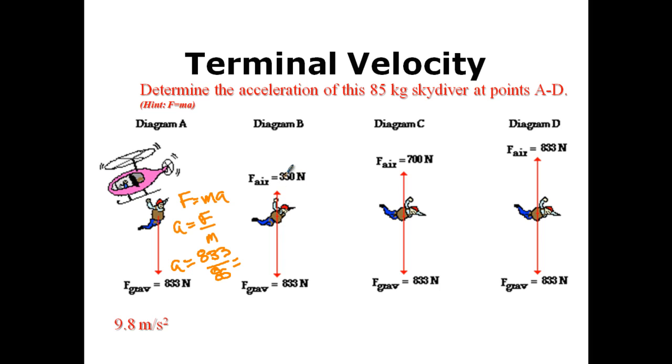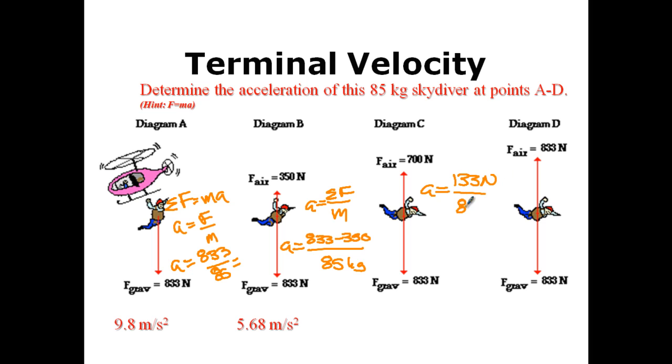Now, what if there's 350 newtons of air resistance acting against this guy? So now, you need to get in the habit of drawing that little net force in there. So acceleration again, it's net force divided by the mass. Acceleration, net force is going to be 833 minus 350 divided by the mass. And you're going to see that he's accelerating slower than he was before. Now, all the way up here, we do the same thing. Acceleration is going to be the net force divided by the mass. So 833 minus 700 is 133 newtons divided by his mass. And we get an acceleration of 1.56 meters per second squared.